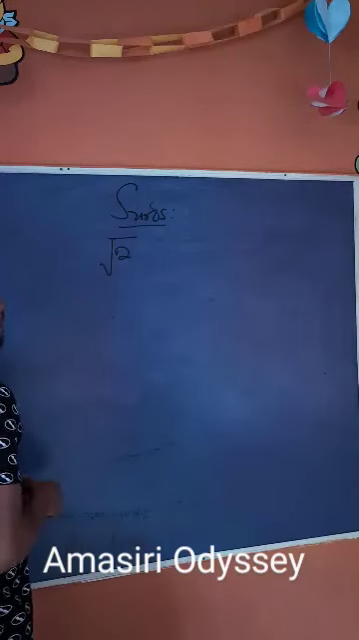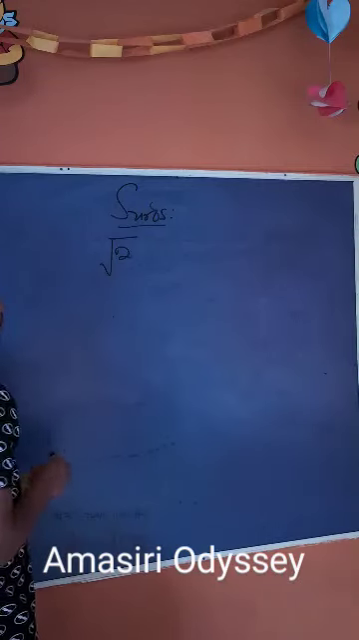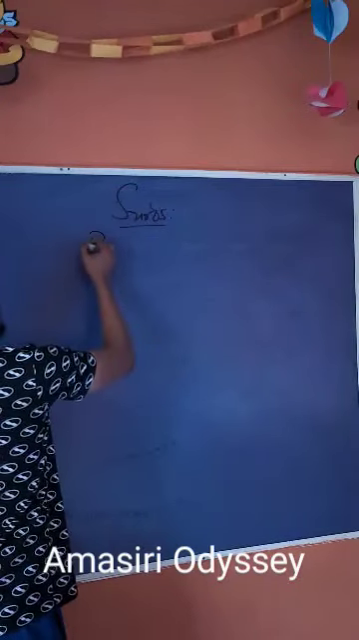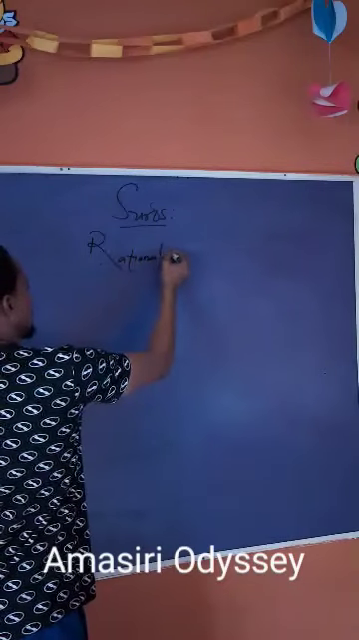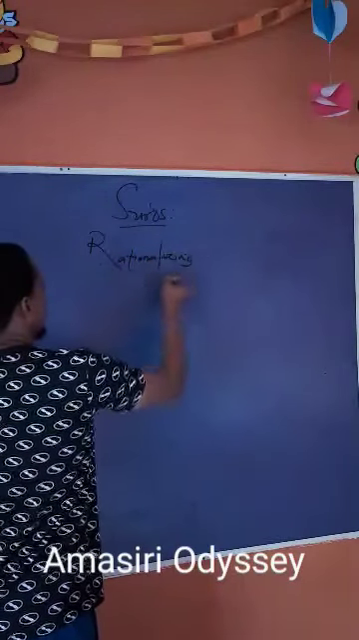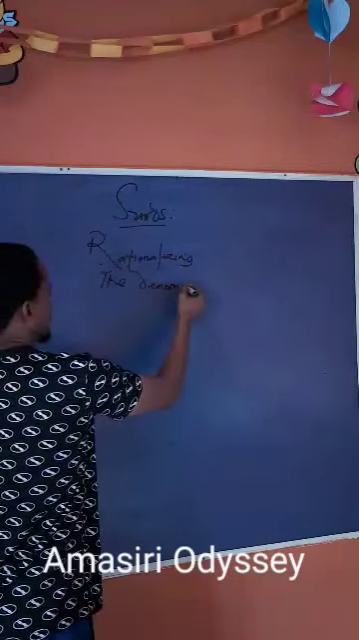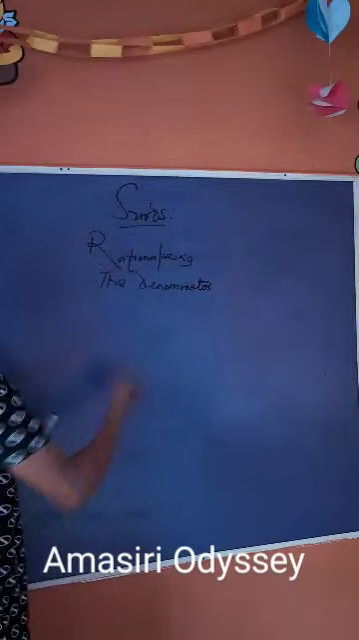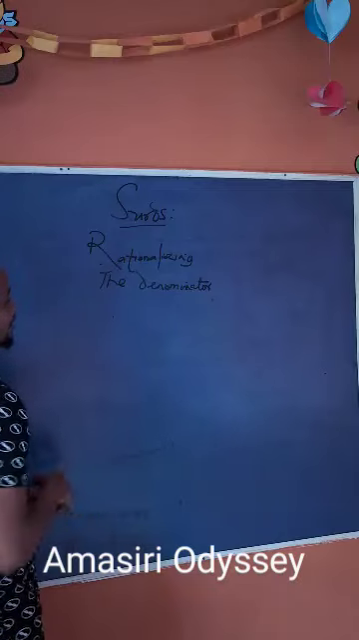So, if we must go further into our calculation, let's talk about rationalizing the denominator. Okay, so like I said, surds are irrational numbers.